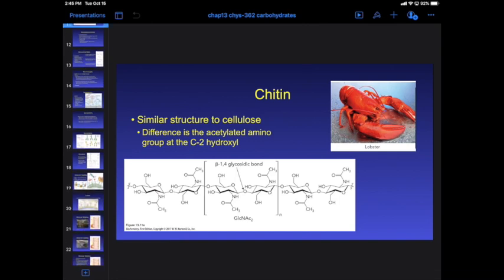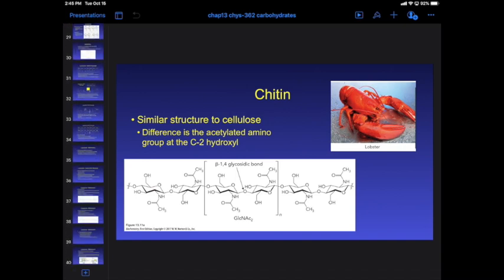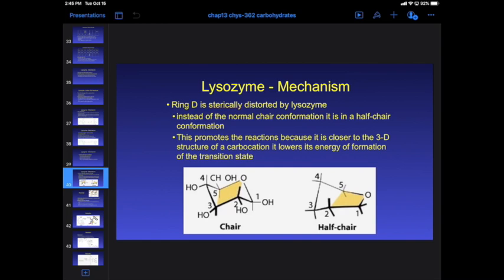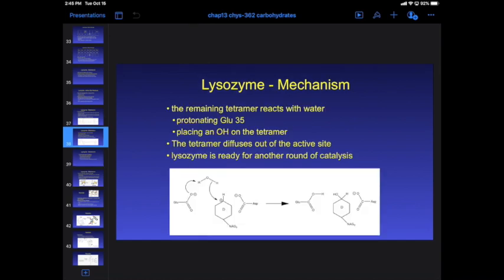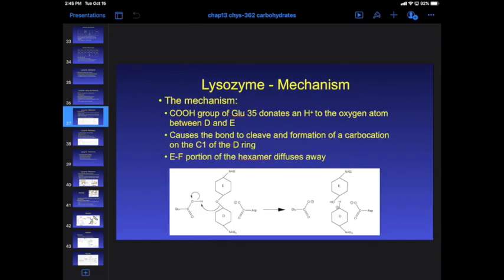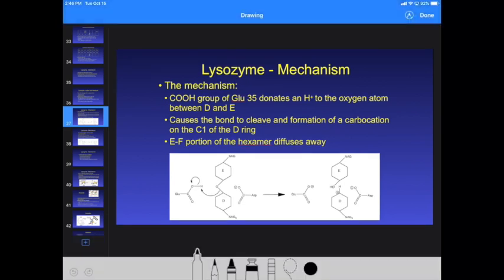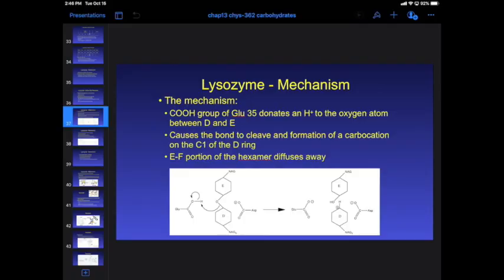Anything else? Yes? Could you explain the sterics of the lysozyme mechanism again? Okay, the lysozyme. Yep. Okay, so the lysozyme. Yeah, that's great. Okay, so, all right, here's the mechanism itself. And it looks kind of weird.